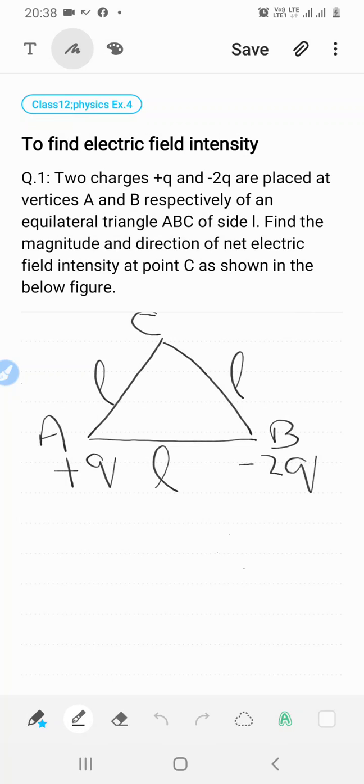Hello, Namaskar. Here is one question to find the net electric field intensity in the shown figure. I read the question. Two charges plus q and minus 2q are placed at vertices A and B respectively of an equilateral triangle ABC of side L. Find the magnitude and direction of net electric field intensity at point C as shown in the figure. So, this type of question can be solved by two ways.